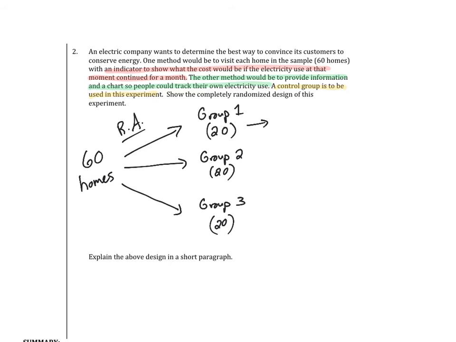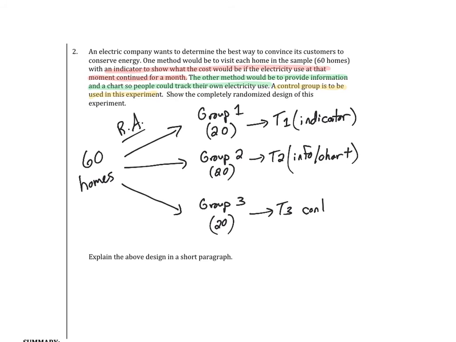Okay? Group 1 will receive treatment 1. Treatment 1 will be the indicator, which is highlighted in red. That means someone will come to their house, they'll see what lights and stuff are on, and they'll say, okay, if you ran your lights like this for a whole month, this is what it would cost. Group 2 will receive treatment 2, which will be the info chart. So put info/chart. And then group 3 will receive treatment 3. These will be the control, which means they do not receive any information or indicator.